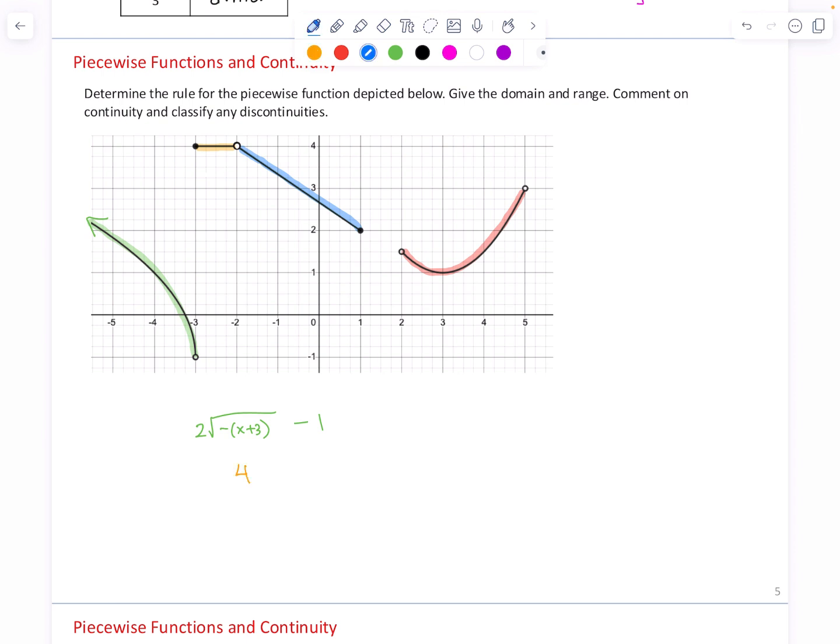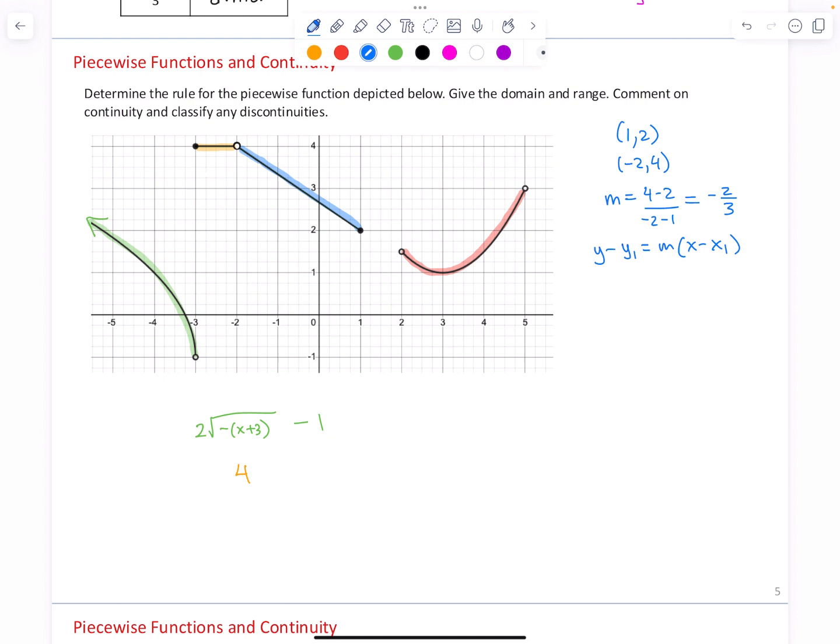Now the blue function is a line that goes through 2 points, the point 1, 2, and the point negative 2, 4. If you recall from algebra, we can find the slope of this line by doing the difference of the y-coordinates over the difference of the x-coordinates. That gives me negative 2/3, confirming that if I go right 3 from one point, I would need to go down 2 to get back to the line.